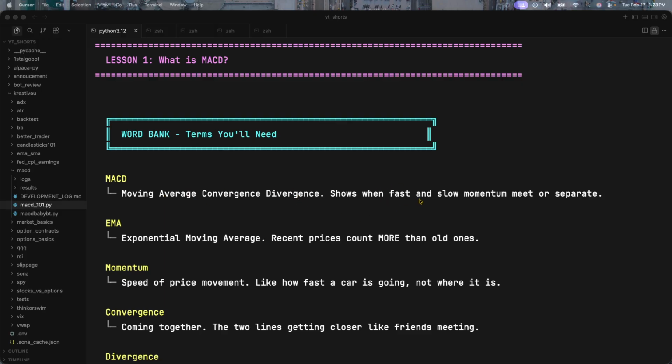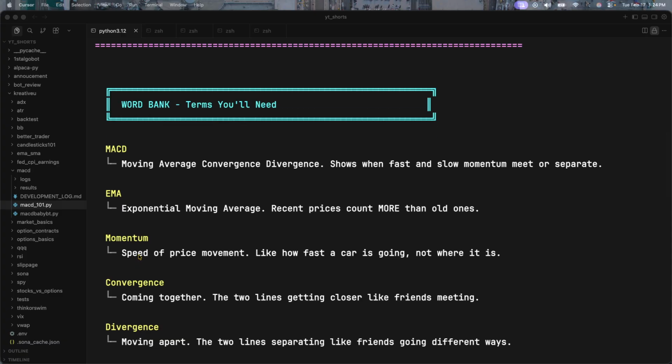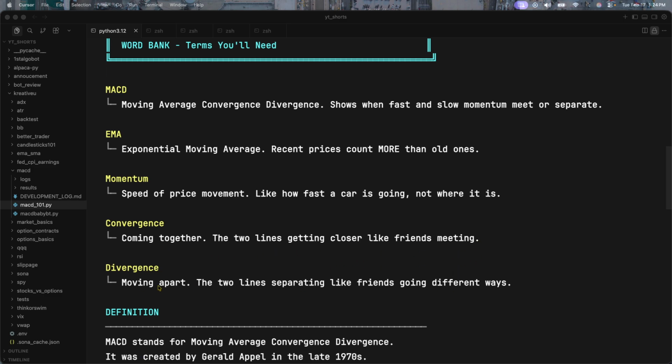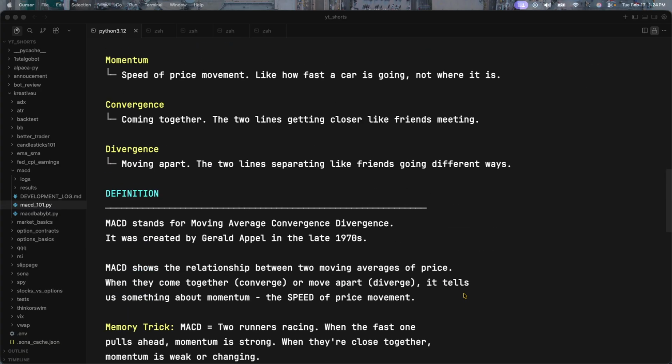It shows when the fast and slow momentums meet or separate. EMA is the exponential moving average, where recent prices count more than the older ones. Momentum is the speed of the price movement. This is like how fast a car is going, not where it is. Convergence is coming together, two lines getting closer like friends meeting. Divergence is moving apart, the lines separating like friends going their separate ways.